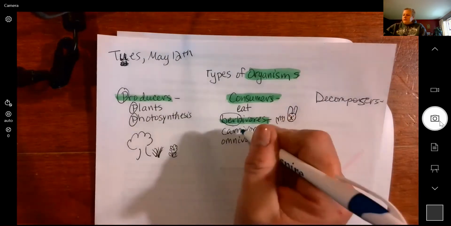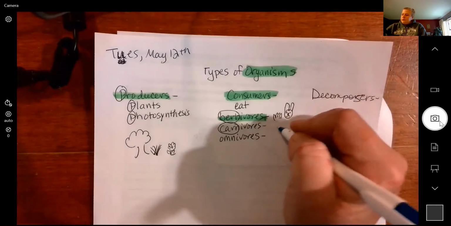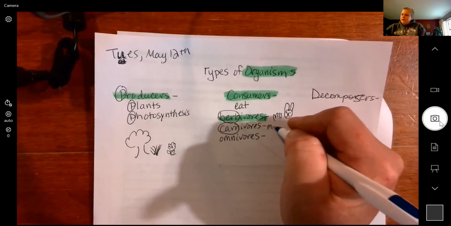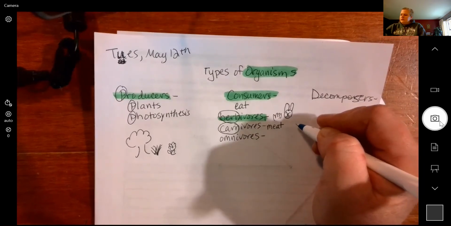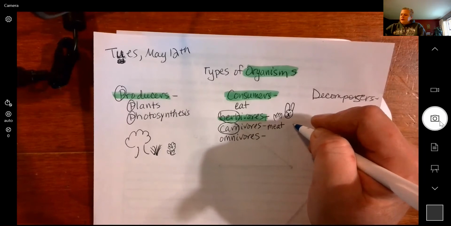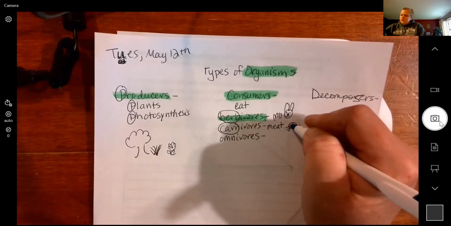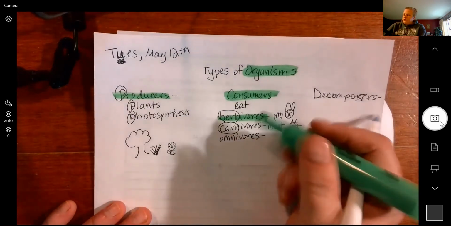Carnivores, carne is the prefix that means meat, carnivorous, carne in Spanish. I'm going to draw an animal that only eats meat. What's a good animal that only eats meat? How about a, oh, I don't know if I can draw a wolf. How about a tiger? That's my tiger. Cats are carnivores too.